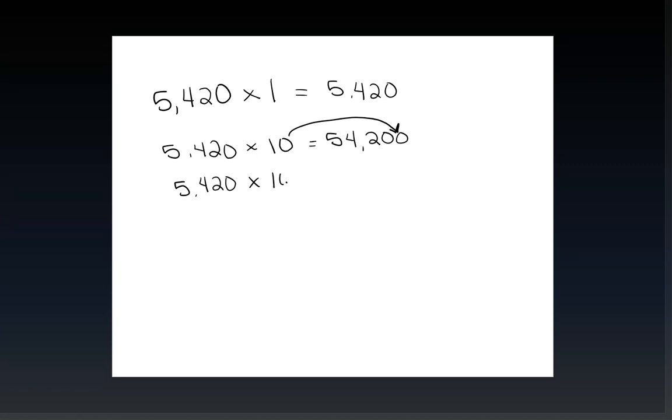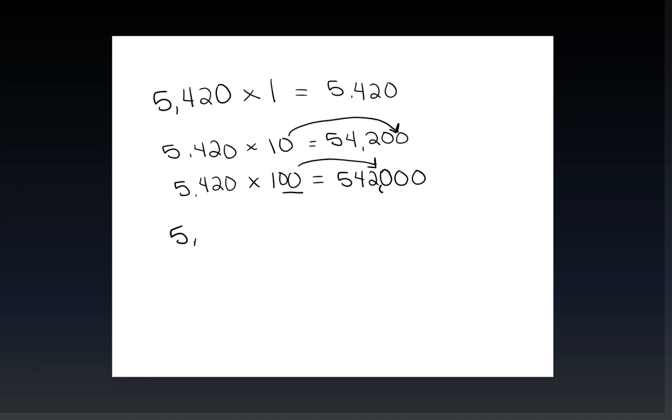5,420 times 100. So I need to write my number, and then I see I've got 2 zeros to add over here. So I'm going to add 2 zeros and make sure I put my comma in the correct place. So 5,420 times 100 is 542,000. I drew my comma backwards. Sorry about that.